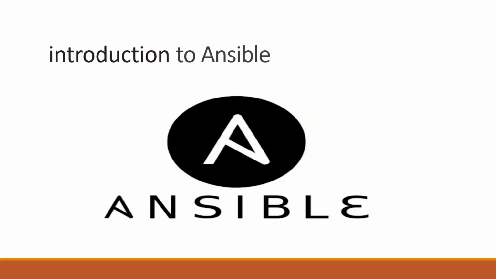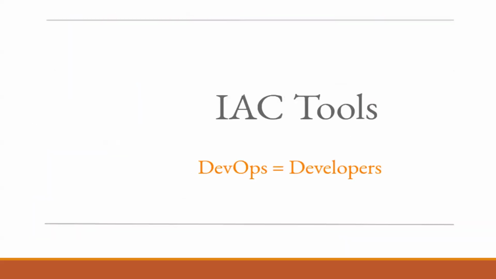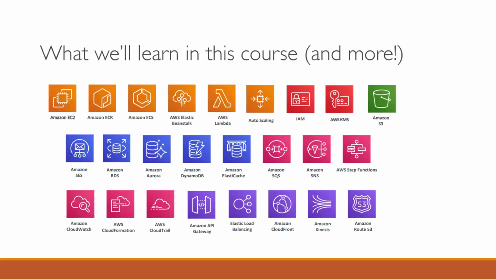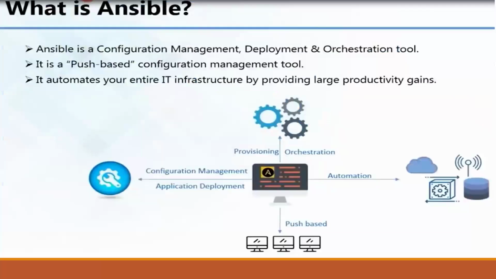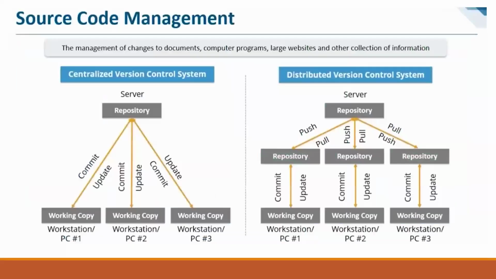For a centralized version control system, we can use SVN, Subversion. So the code will be stored in the remote repository.